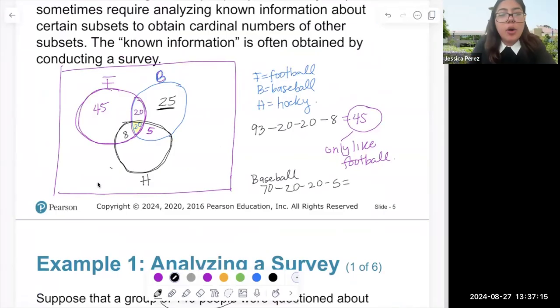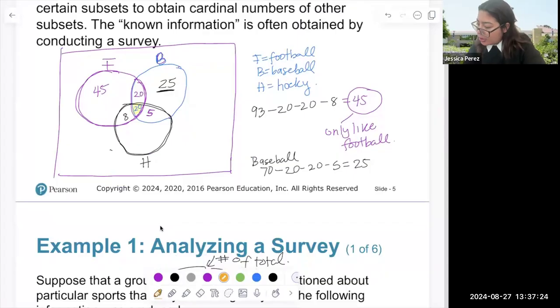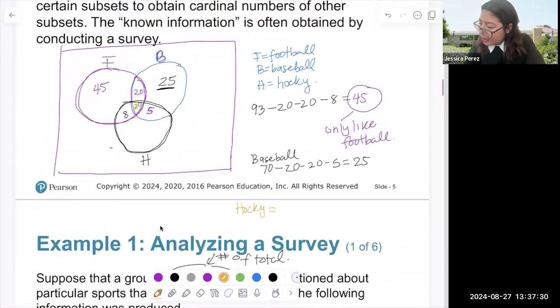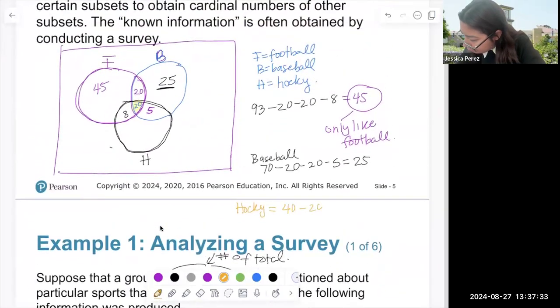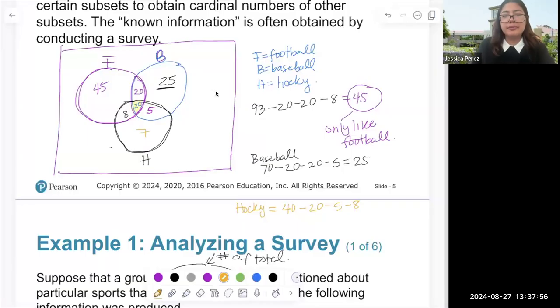And how many only like hockey? Well, that's not part of the question, but that's okay. We want to answer it anyway, and you'll understand why. So how many people just like hockey? So no other sports. So hockey are 40. So I have to remove 40 from 20, from 5, and from 8. And that's what's going to give me the people that only like hockey. So I have 40 minus 20 minus 5 minus 8 will give me 7, which is that piece.